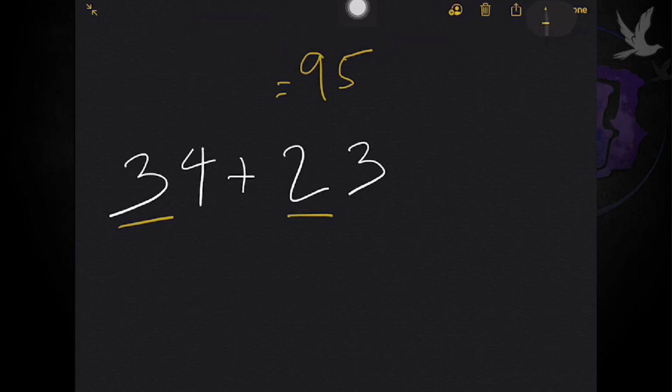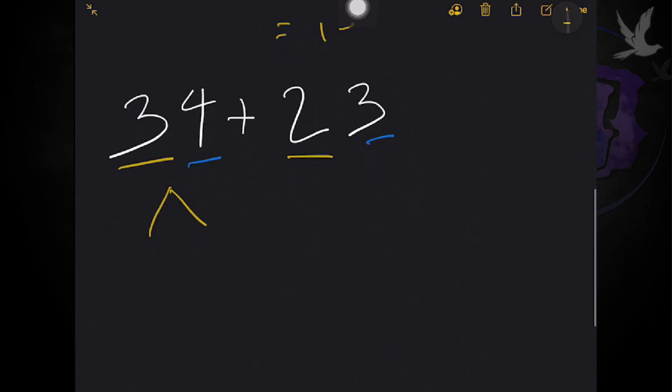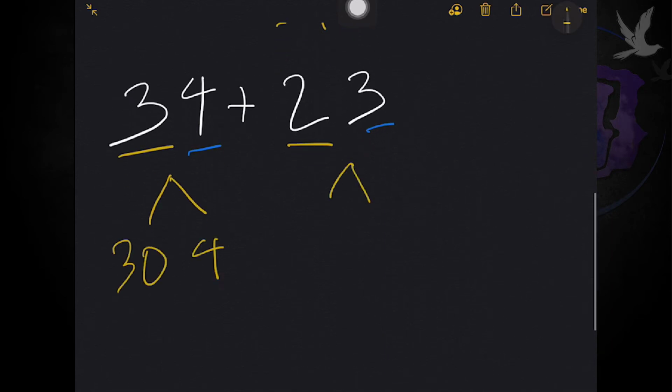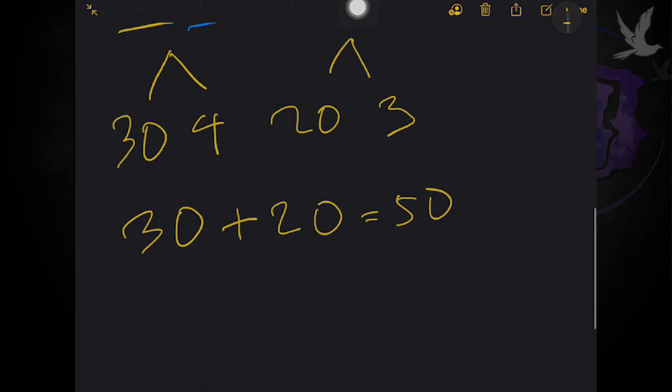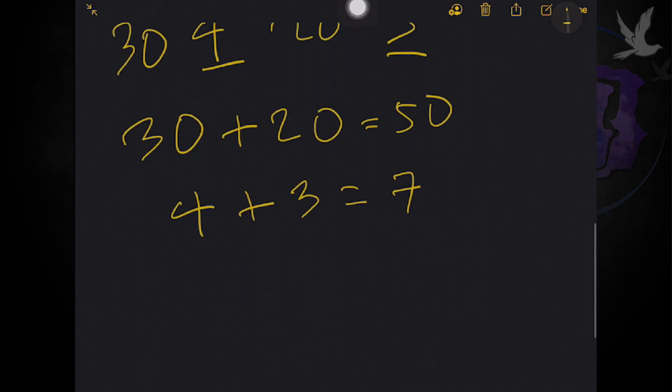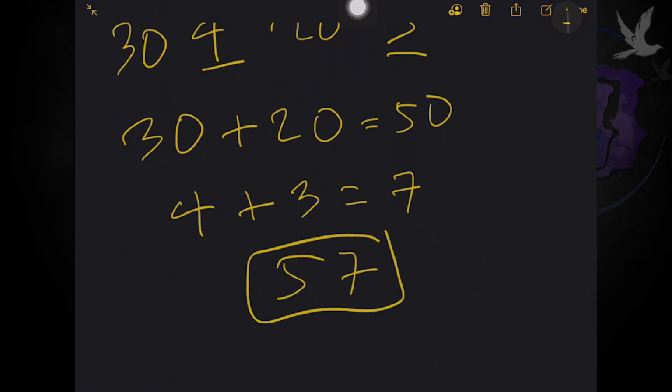Separating the values again, we have 3 and 2, and 4 and 3. So we break them down. We have 30 and 4. We have 20 and 3. Add the tens values first, so we have 50. And we have 4 and 3, which will give you 7. Adding them all up will give you 57. So that's the breaking down process when the ones digit doesn't go over 9.